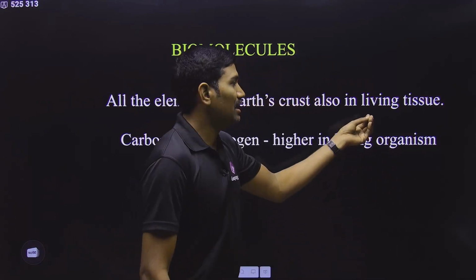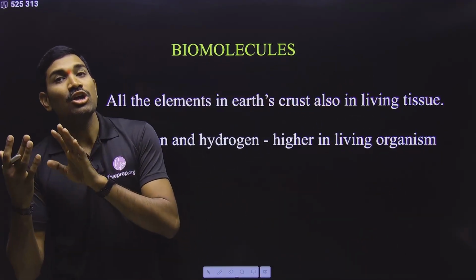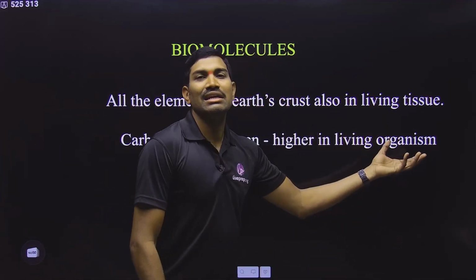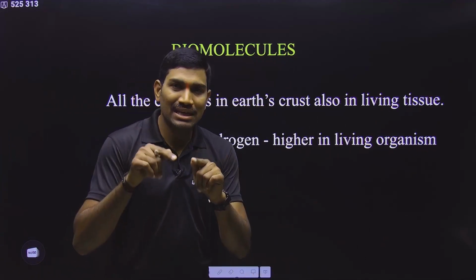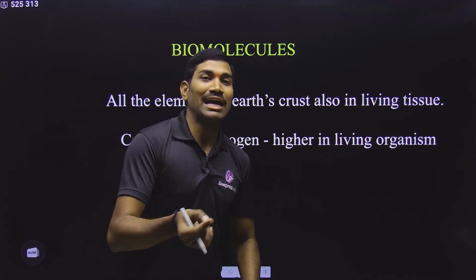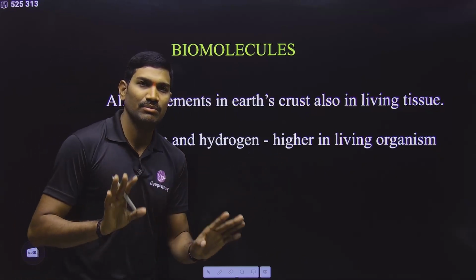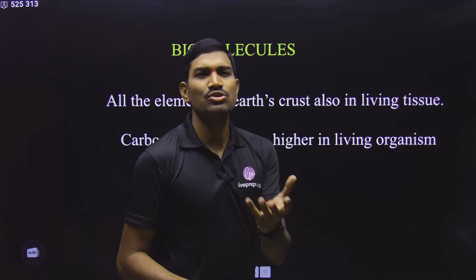same elements are even present in the living tissue also. That means the elements in non-living things like the earth crust and even in the living cells, all these elements are exactly same. Even though the elements are exactly same, if you are calculating the proportions, they may be different. If you are talking about the earth crust, what is it? It is about the soil.